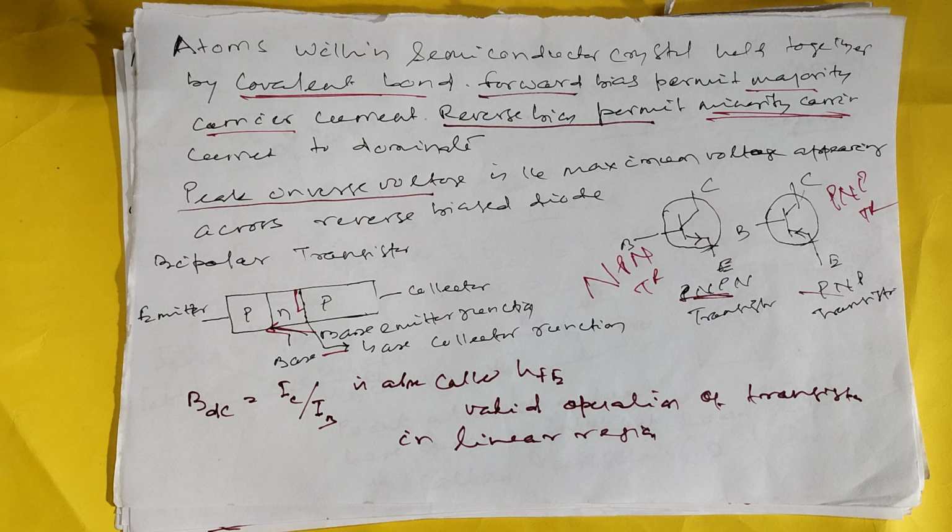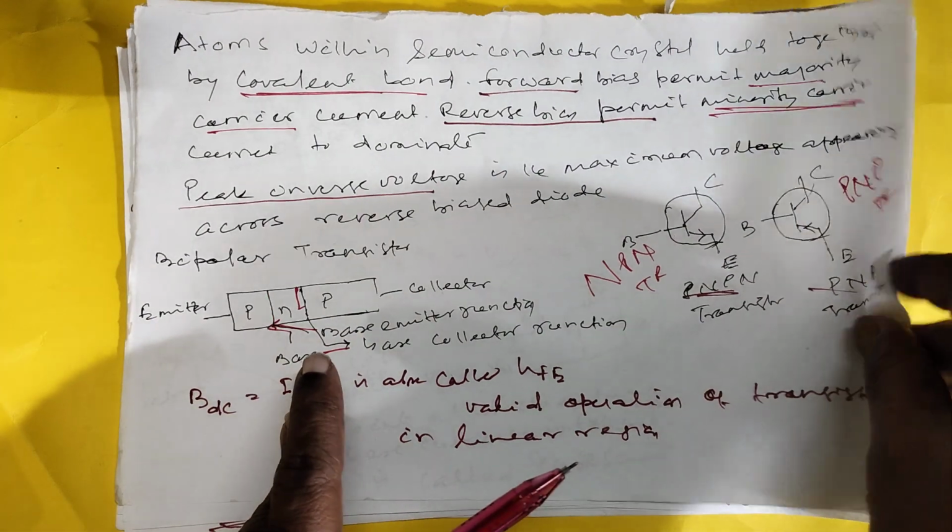Atoms within the semiconductor crystal are held together by covalent bond. Forward bias means majority carrier, reverse bias means minority carrier. Bipolar PN, three types, two junctions there, one PN junction, one NP junction. That is called the emitter base junction and base collector junction. Beta DC is IC by IB, that is called hFE also.